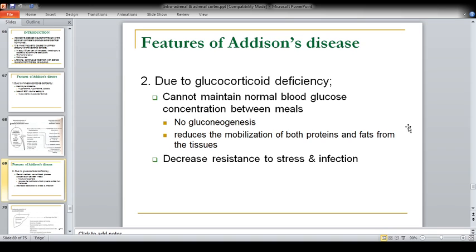So there would be no gluconeogenesis in the liver. There would be reduced mobilization of proteins and fats from the tissues for the production of more energy. And there would be decreased resistance to stress and infection.